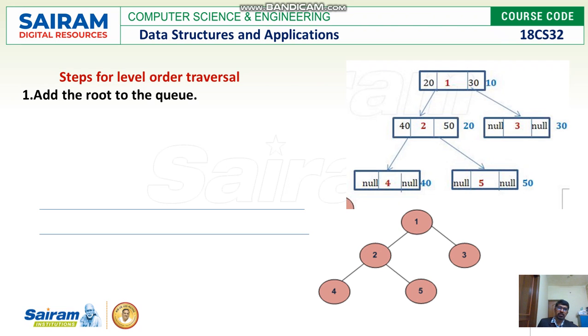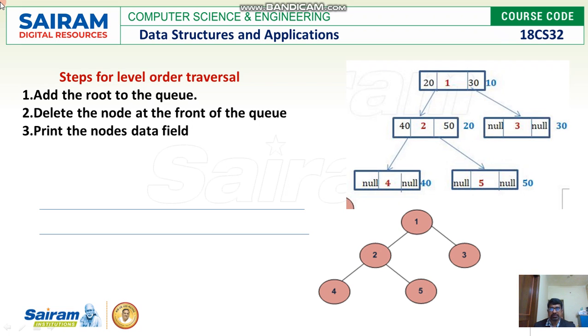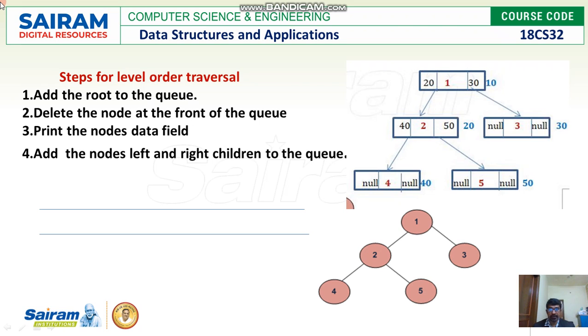First you have to add the root to the queue. Normally we cannot do it directly, so we are going to take the help of a queue. We add the root into the queue. Once it is done, you are going to delete the node from the front of the queue. Please remember, queue is a data structure where insertion is done from the rear end and deletion is done from the front end. Next, print the node's data field.